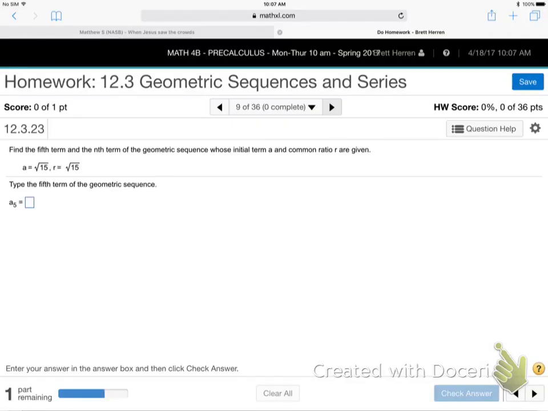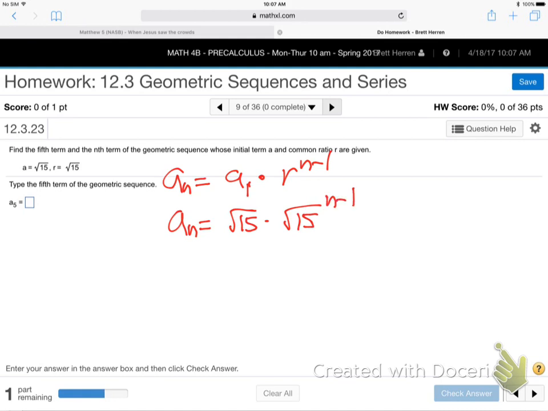All right. Same thing. Come up with the general formula. A sub n is A1 r to the n minus 1. Like that. And see if you can simplify it. So A1 is just the A, which is the root of 15. The r is also root of 15, like that, right? So far, so good? Right, A1's root 15, r is root 15.